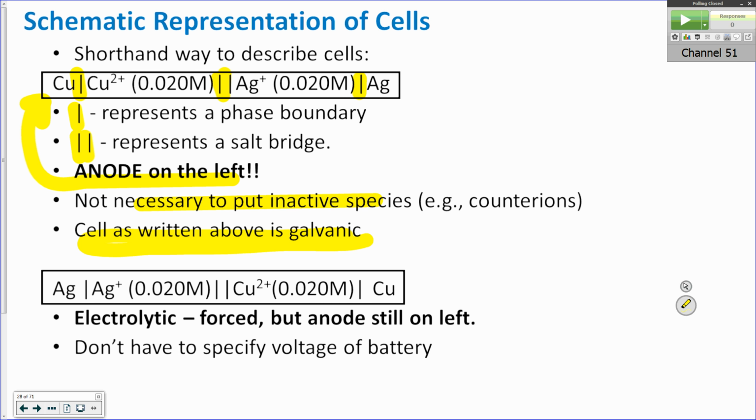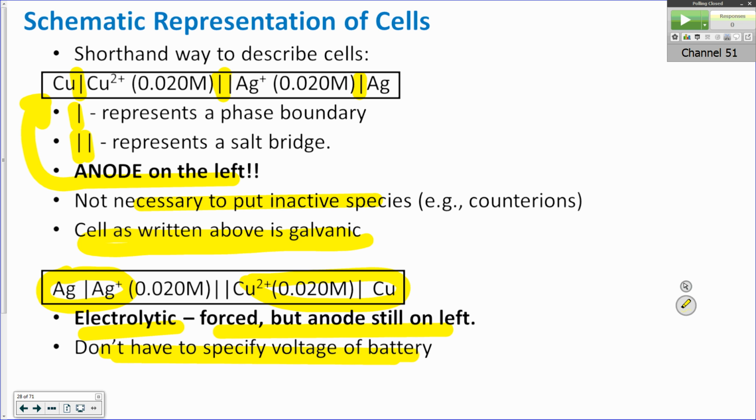So this is the silver tree reaction that we've done. I could make it the copper tree by making the silver, instead of being the cathode, the anode, and put it on the other side. And now the copper is going to be plated out at the cathode. But by looking at that, I know that's electrolytic force, still the anode's on the left. And I don't have to specify what the voltage of the battery is. I just know it has to be enough to drive it forward.